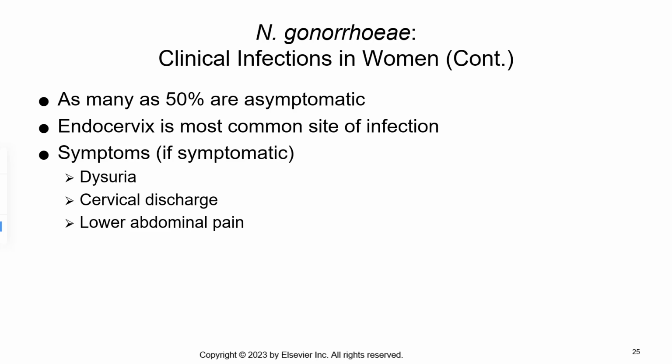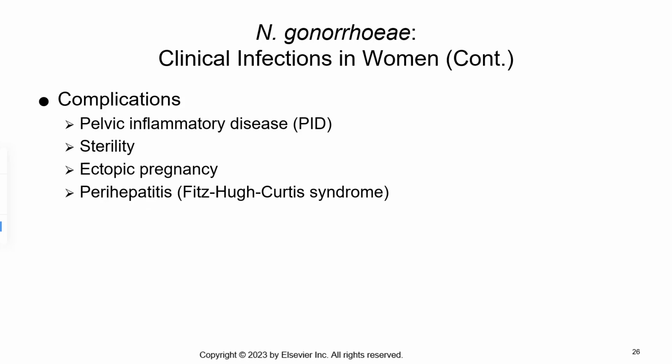Clinical infections in women: as many as 50% are asymptomatic. The endocervix is the most common site of infection. Symptoms, if they have symptoms, are dysuria, cervical discharge, and lower abdominal pain. Complications include pelvic inflammatory disease, sterility, ectopic pregnancy, and perihepatitis.